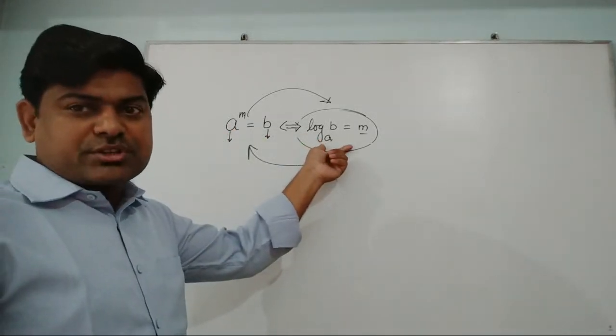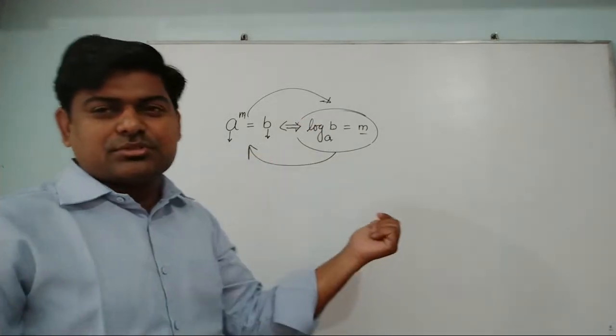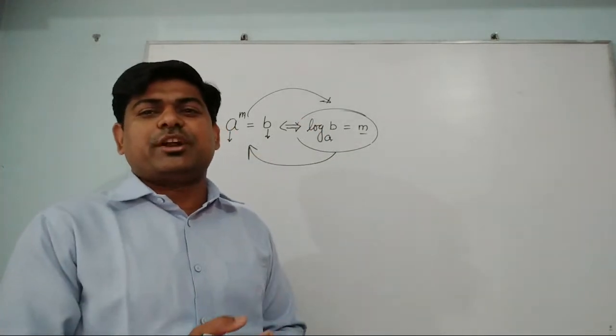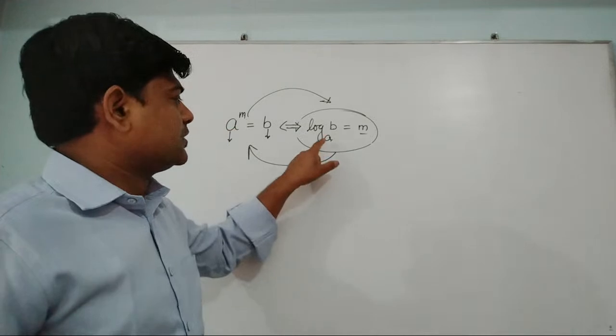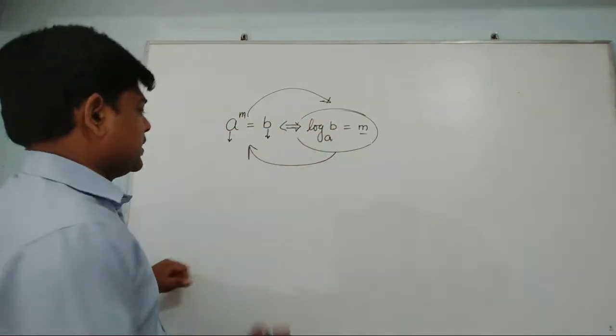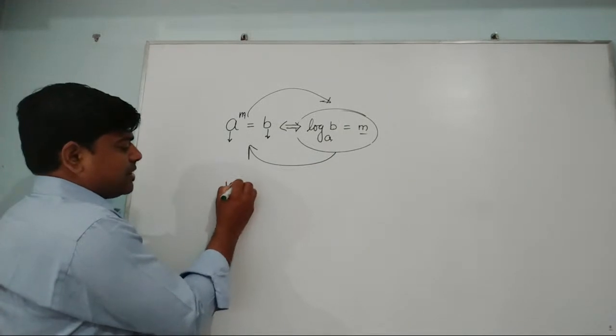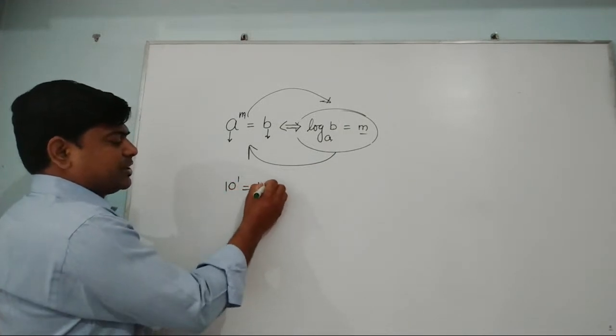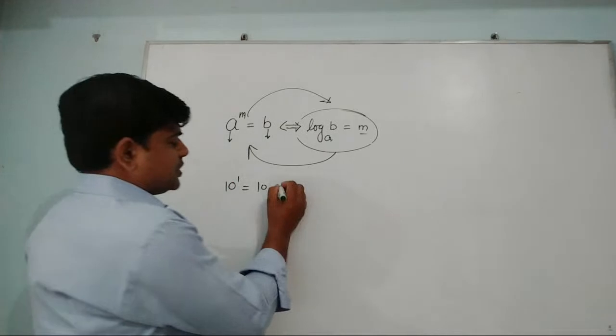Many more things we have to discuss on logarithm. Some formulas are there, and suppose somewhere we have the base and the number both the same. Like I'm telling you one thing: if I have 10 to the power 1, then it can be written as 10. What can I write?